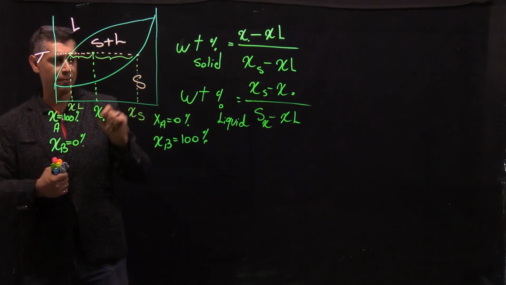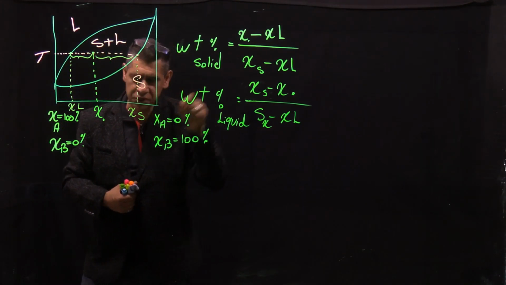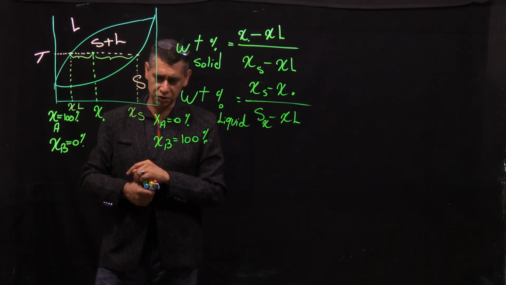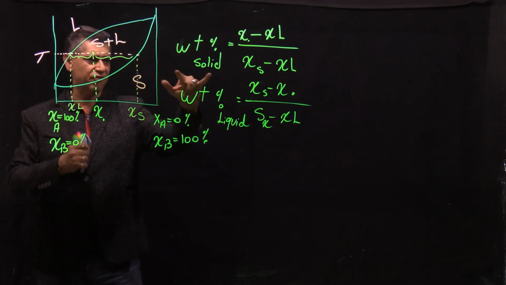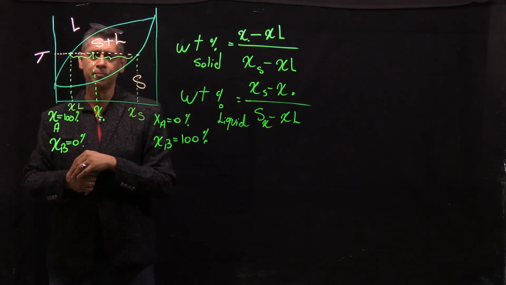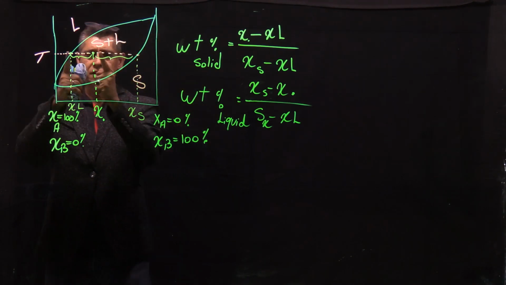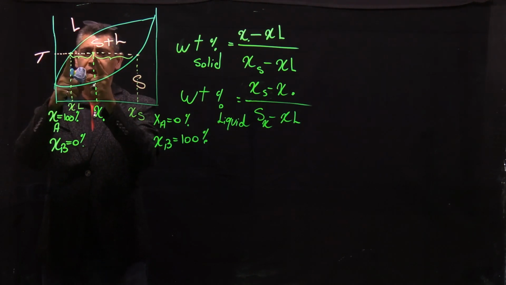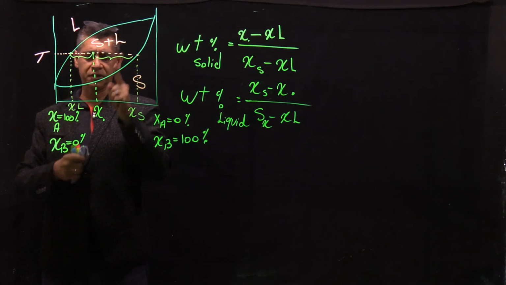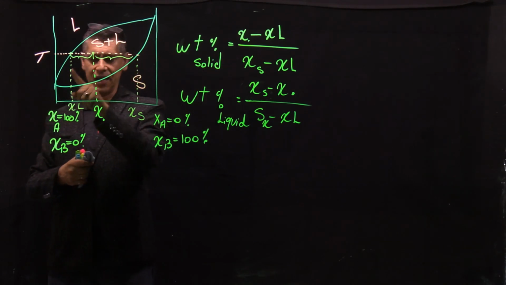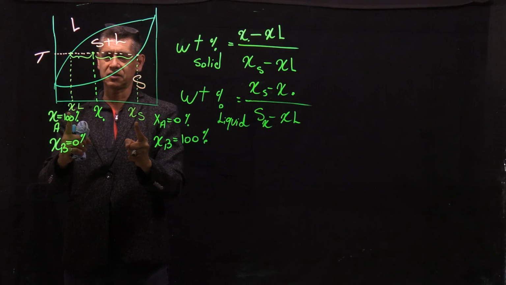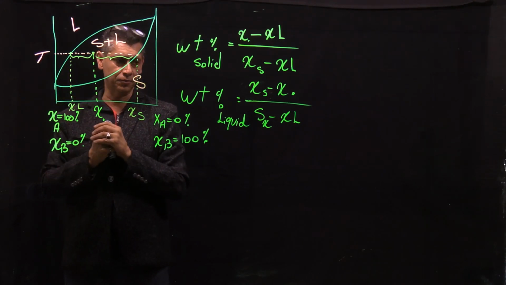X sub S is the composition of solid. X sub L is the composition of liquid. The mass fraction, which is the weight percent of solid, is this length, the inverse arm, as you see from the lever rule. So this length to the entire length. This is X sub 0 minus X sub L divided by X sub S minus X sub L, the entire length.